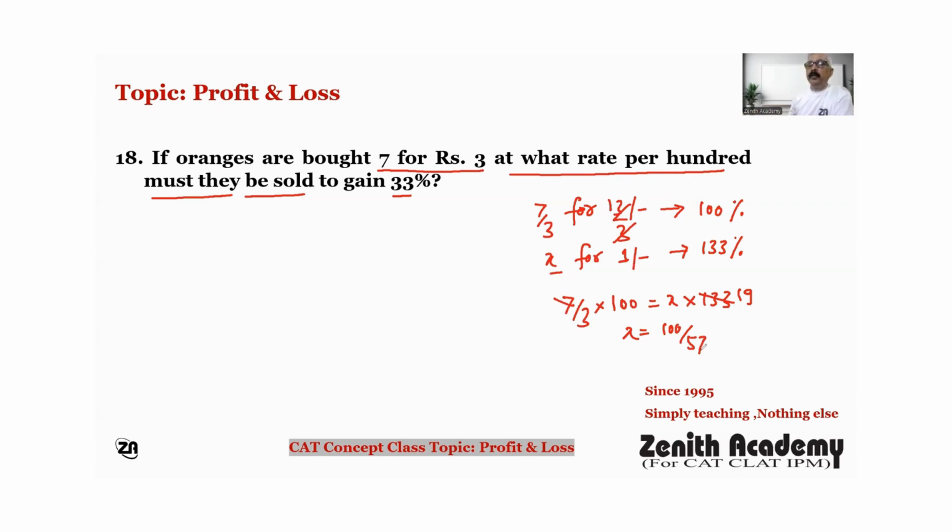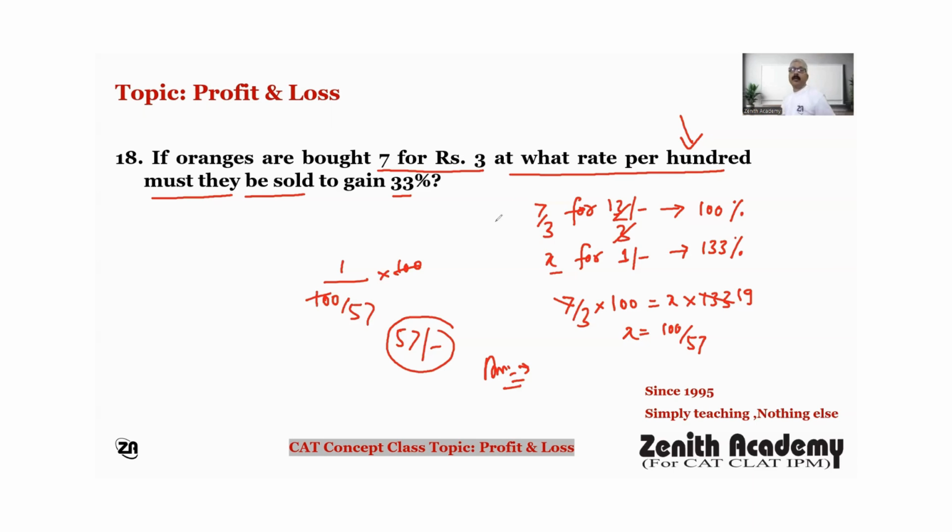100 upon 57 oranges is 1 rupee. This rate will give you the 33% profit. So your question is what rate per 100? So 100 upon 57 oranges, the rate you got is 1 rupee. So the rate of 100 oranges will be what? 57 rupees. This is your answer. Okay. So understand this properly. It is very helpful.